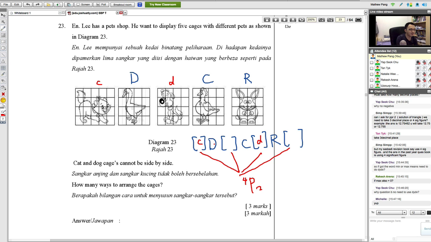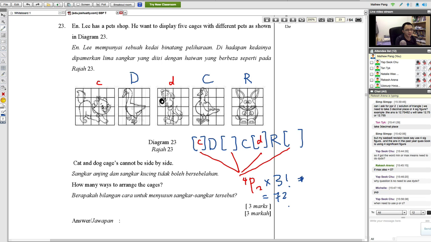Okay, and for the capitals D, C, and R, they can still switch places among themselves, isn't it? That means C can be here, D can be here, R can be here. So now you have 3 animals here. So this one, I will multiply with 3 factorial. Then you just use the calculator: 4P2 multiplied with 3 factorial, you will get the answer, which is 72.